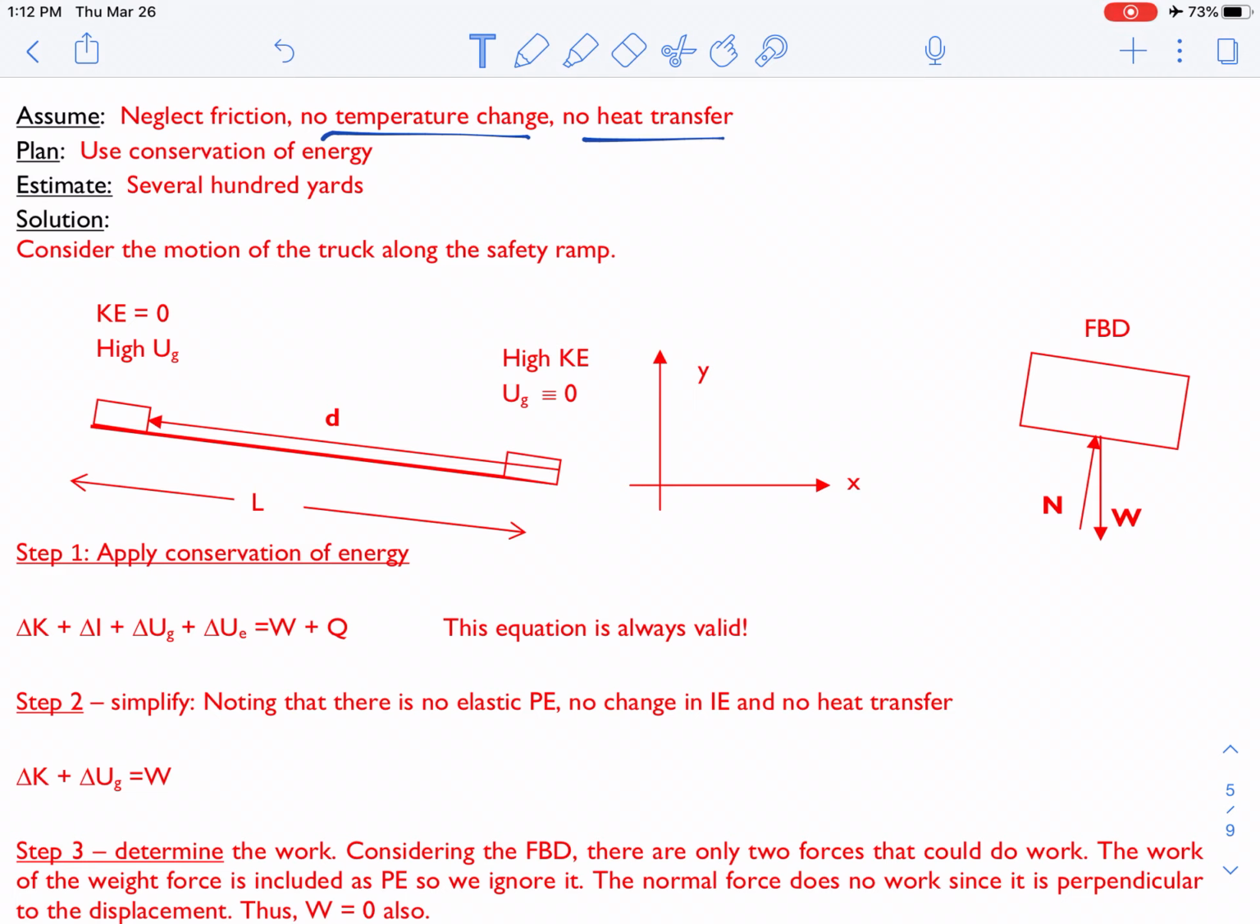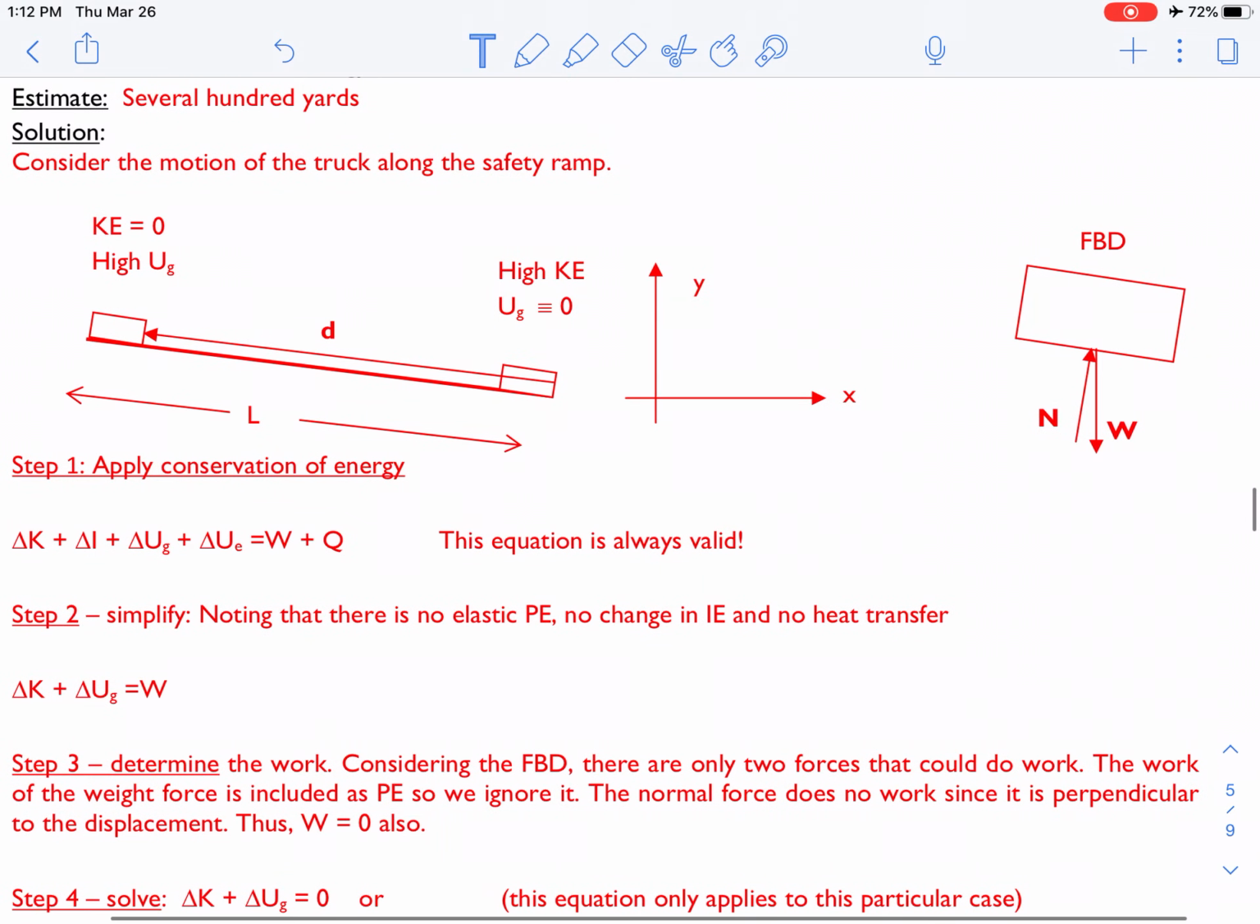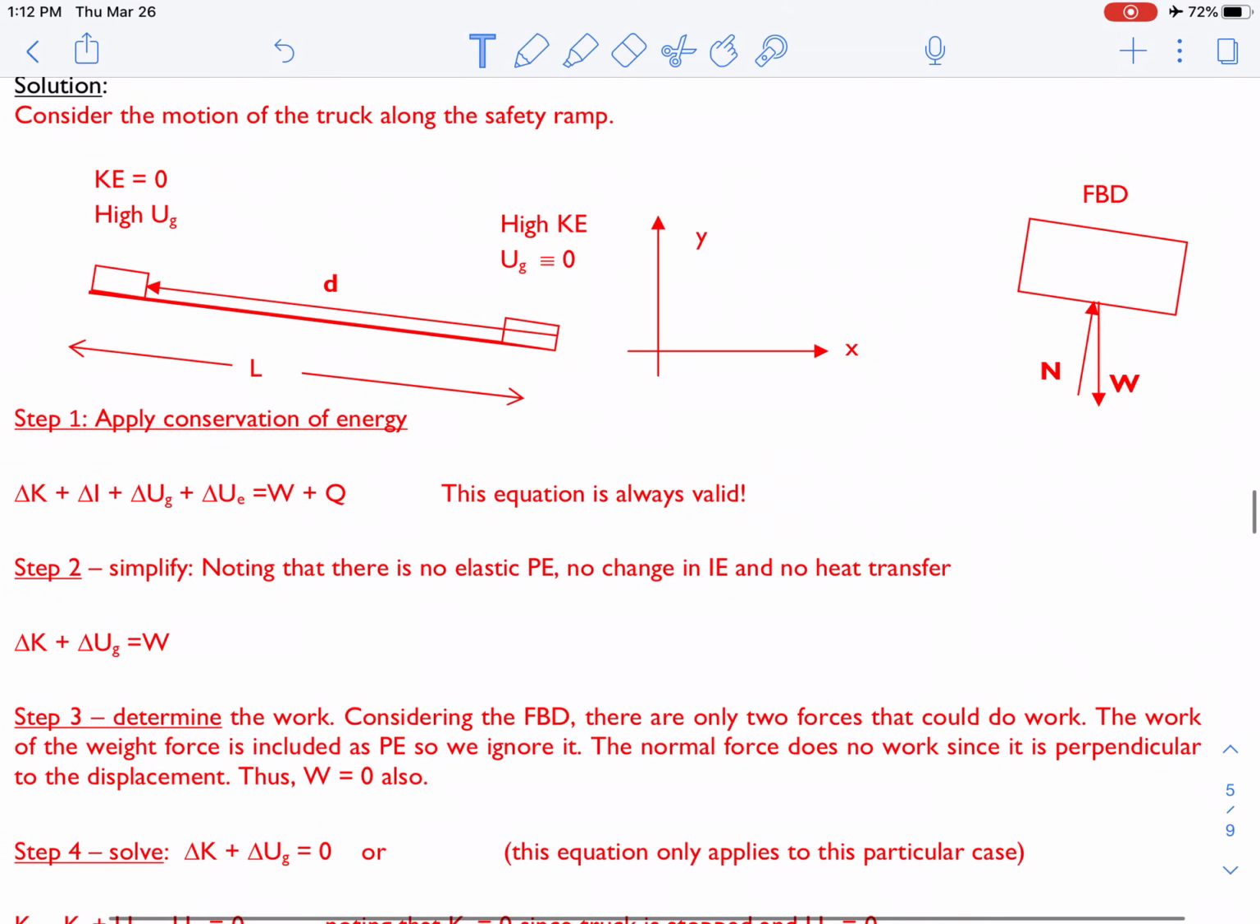Estimation, since there's no friction, this is not very realistic. You might have seen some runaway ramps. There are several of them in Pennsylvania. I've also come across them. They're not too long, but if you don't have friction, it's going to take much longer. And in terms of order of magnitude, if I'm thinking about 10 feet, 100 feet, 1,000 feet, 10,000 feet, I would probably say 1,000 feet, because it's going to take longer to stop the truck, starting with like 90 miles per hour.